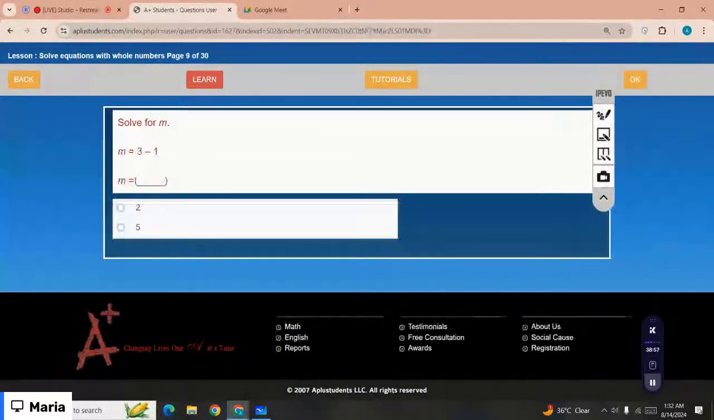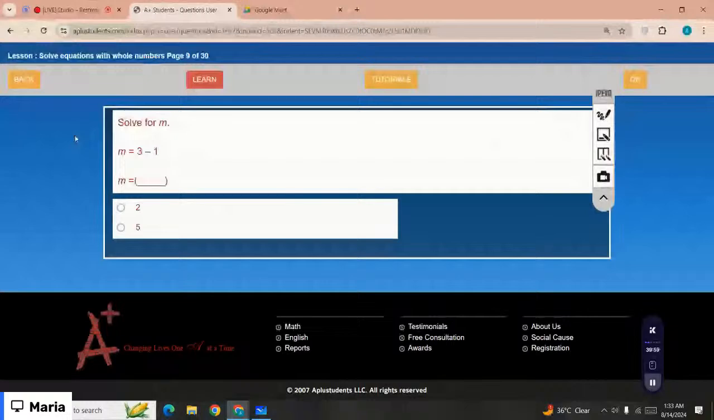Solve for m. M equals 3 minus 1. So which is the correct option? The correct option is 3 minus 1 is 2. Option number 1 is the correct option.